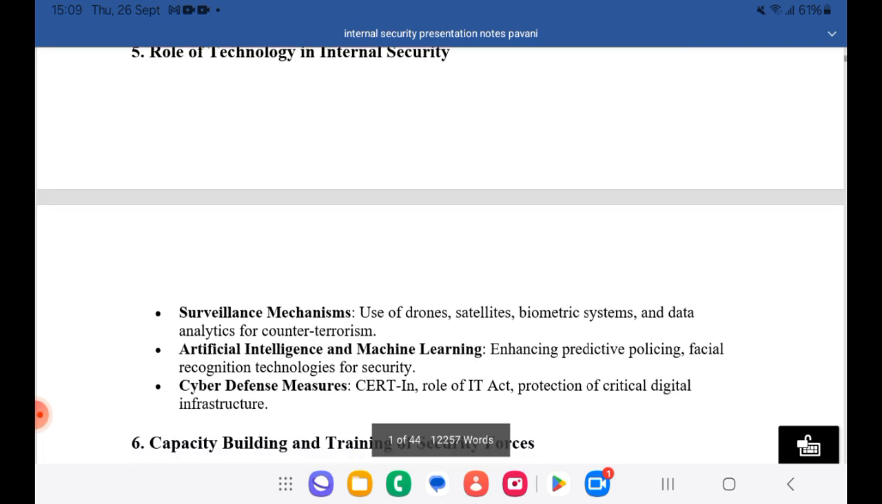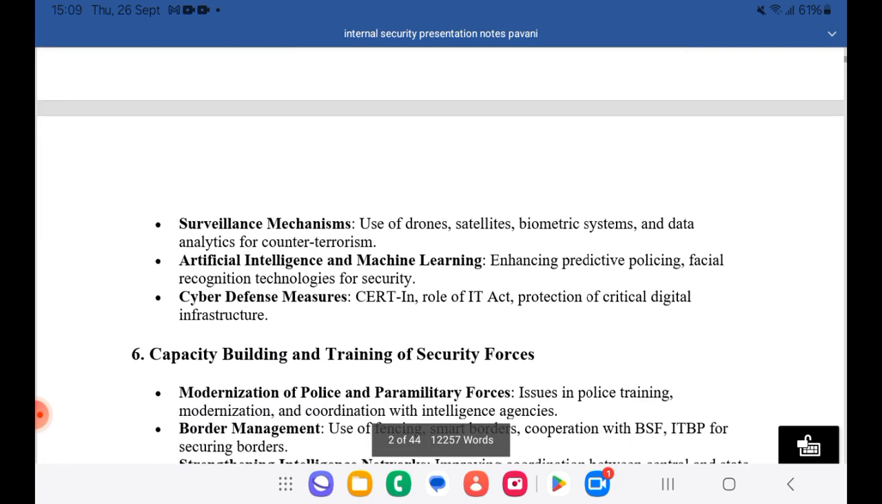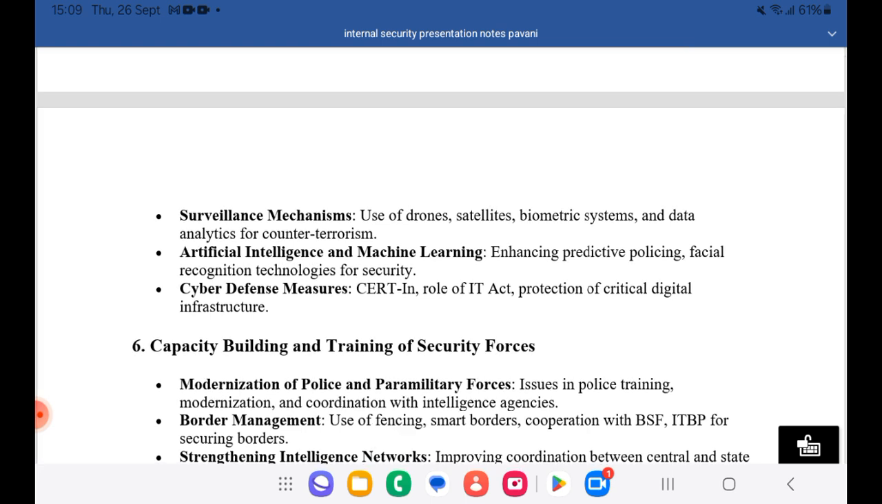Then the role of technology. If you're talking about border management, we talk about surveillance. In that we should be talking about drones, satellites, biometric systems and data analytics. Then artificial intelligence and machine learning, under which we'll be talking about facial recognition, etc. Then cyber defense measures, where we have the Computer Emergency Response Team, that is CERT-In, and then the IT Act, those things we'll be talking about.